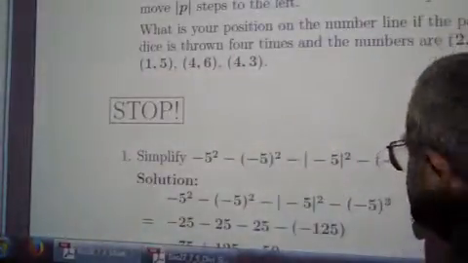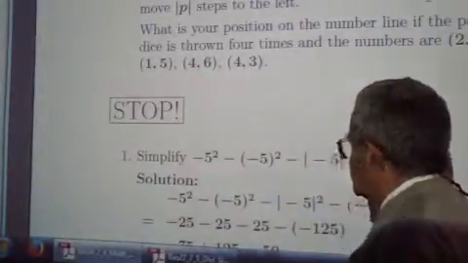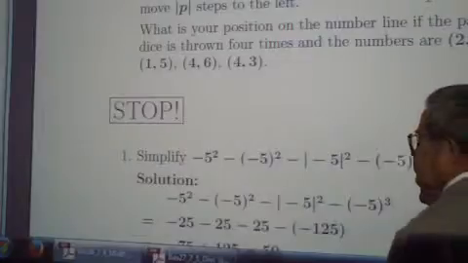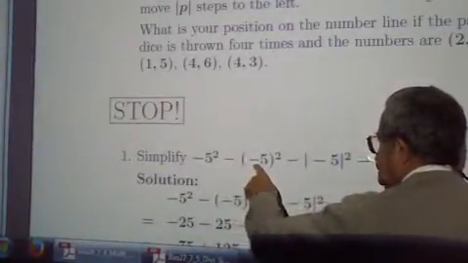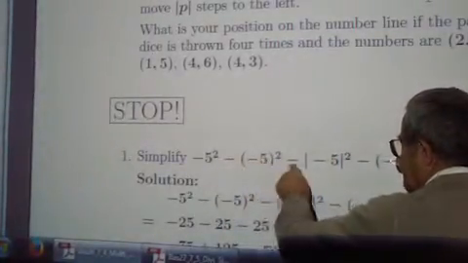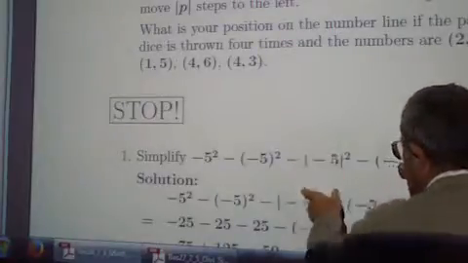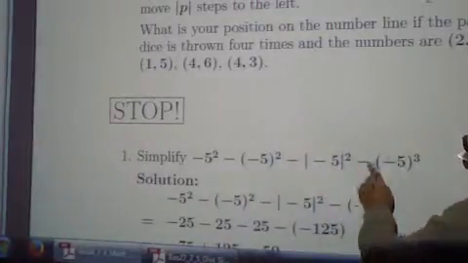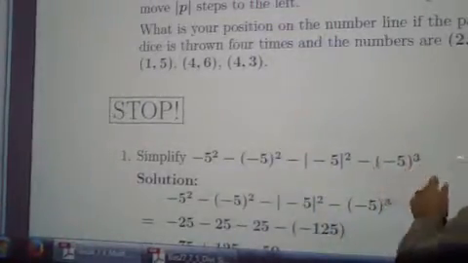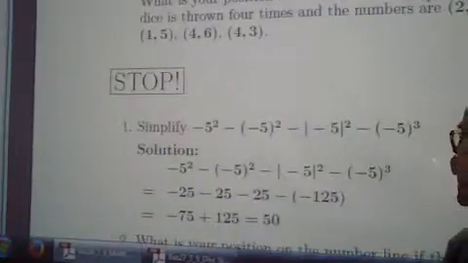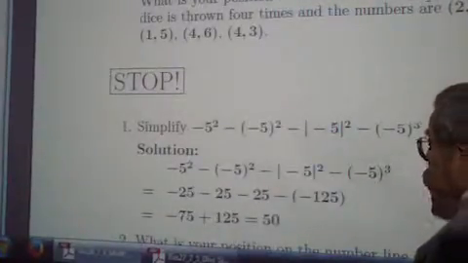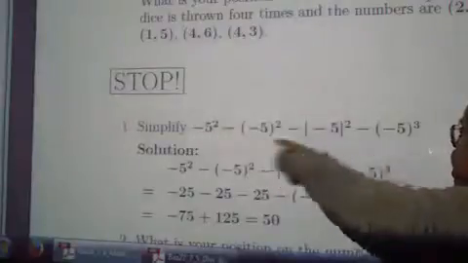Here are the solutions to chapter 26. We wanted to simplify negative 5 squared minus negative 5 squared in parentheses, minus the absolute value of negative 5 squared, minus the quantity negative 5 cubed. Well, what can we do? Exponents first.